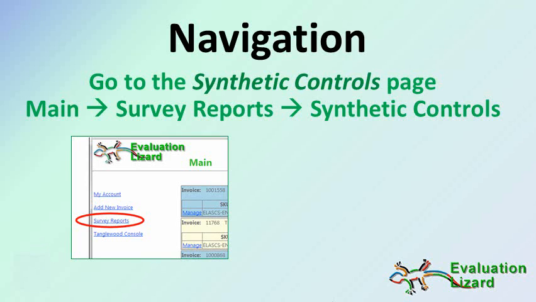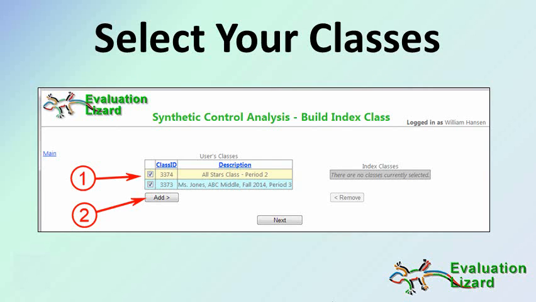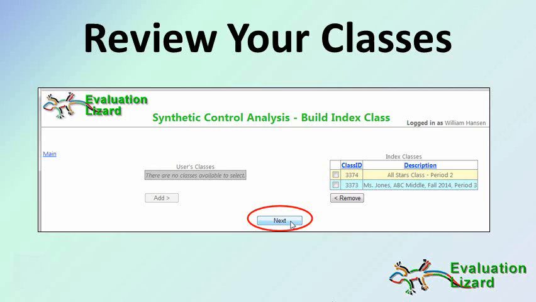From your Evaluation Lizard homepage, select Survey Reports, then on the Survey Analysis main page, select Synthetic Controls. There are several easy steps to follow in order to get your synthetic control report. First, select Classes. Click on the classes you want to include in your report, then press the Add button. Once you are satisfied, click Next to continue.